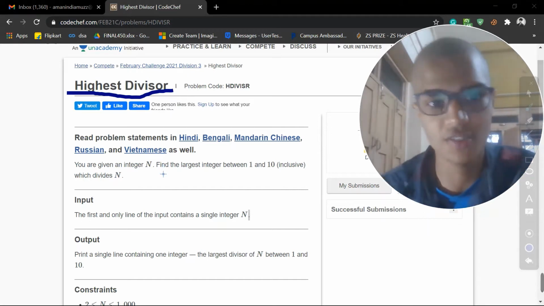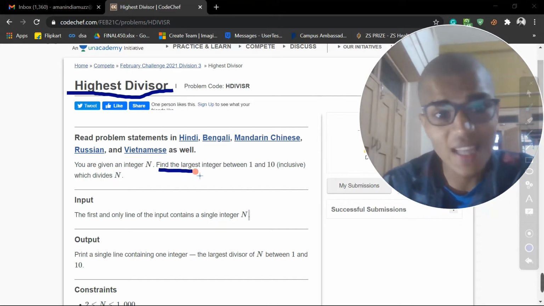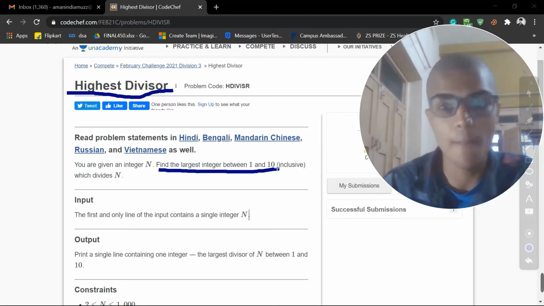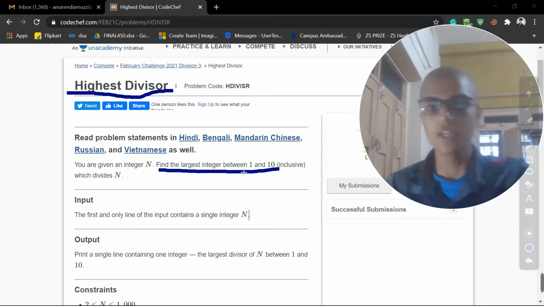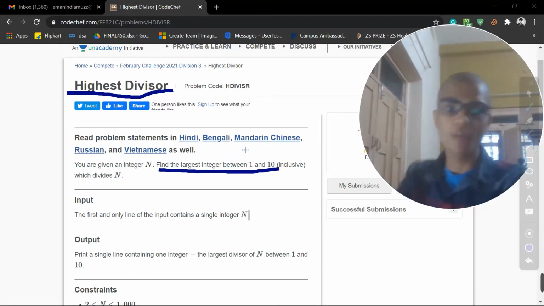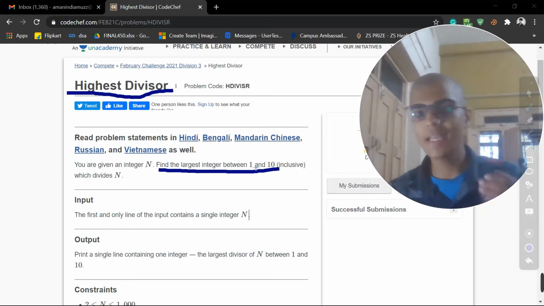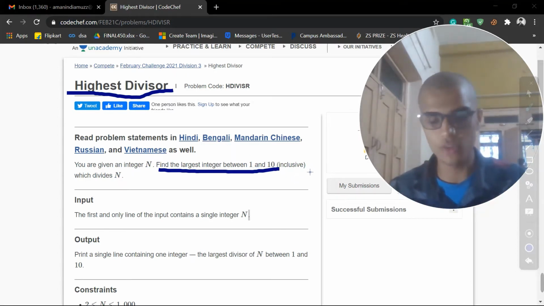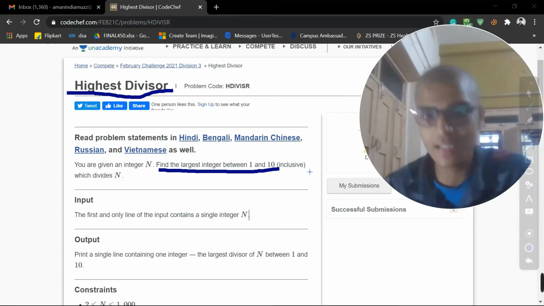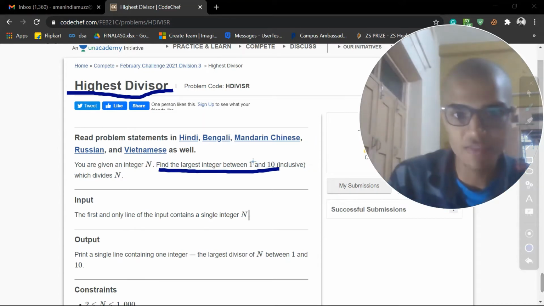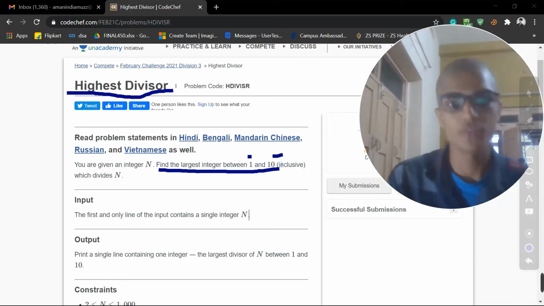This first question is asking: find the largest integer between 1 and 10. Between 1 and 10, okay? Most of the answers went wrong because they used to put from 8 to 9. It's inclusive, so you have to take that number too, like you have to take 1 and 10 too. So this is the question.